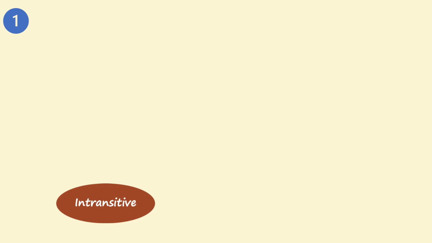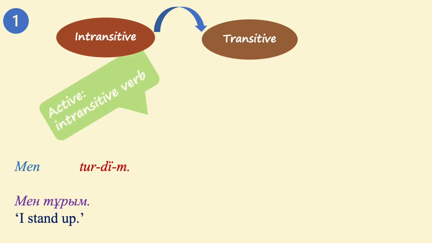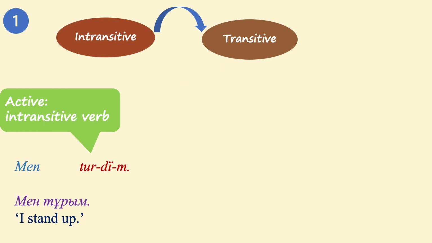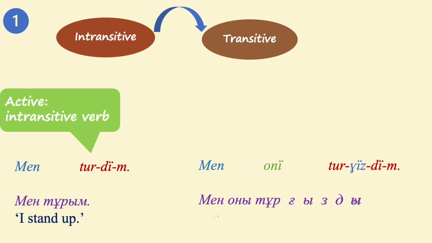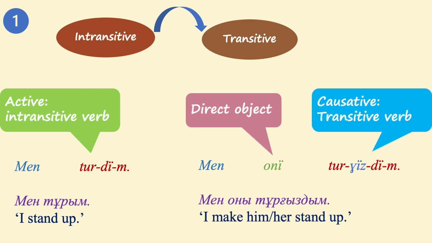Firstly, while taking a causative suffix, an intransitive verb turns into a transitive verb. This can be seen in the following examples. Men тұрдым, I stand up. Here the verb тұр, to stand, is an intransitive verb which doesn't need a direct object. But if you add the causative ending to the verb тұр, to stand, it turns into a transitive verb requiring a direct object. So it should be like мен оны тұрғыздым. I make him or her stand up.